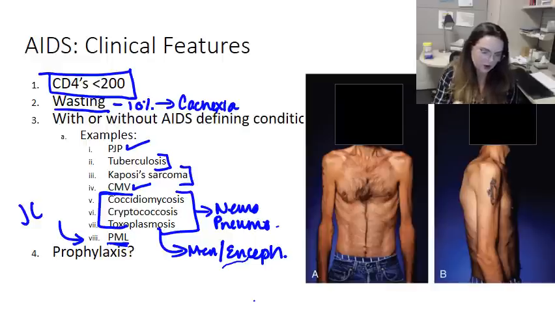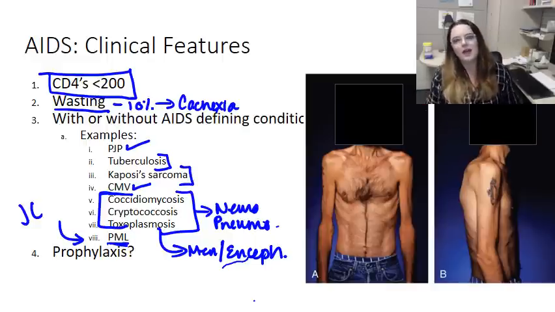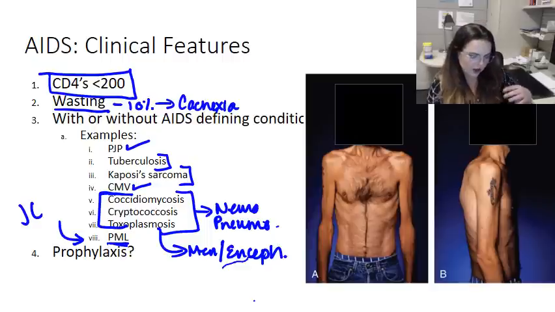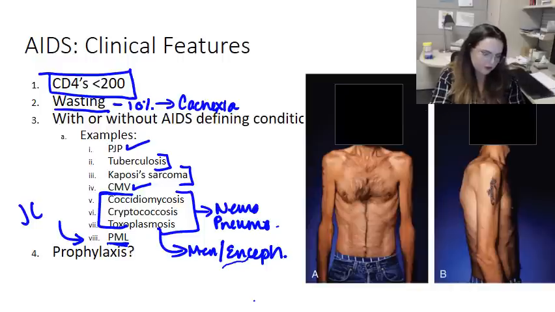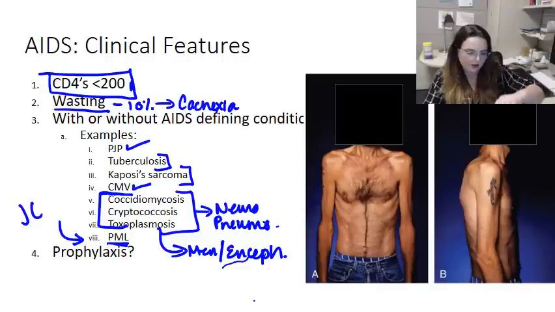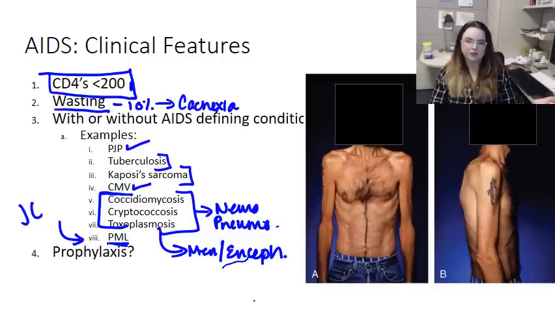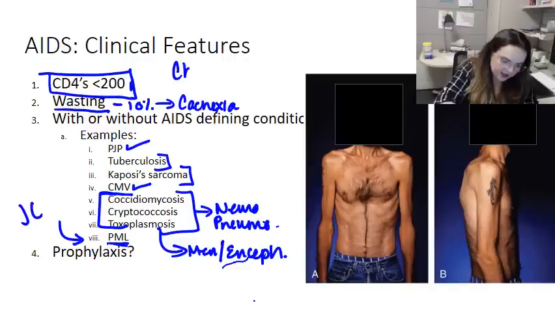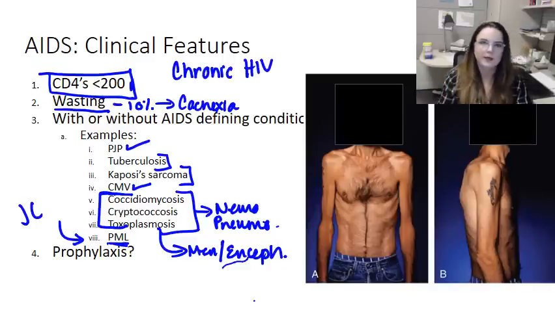And then Kaposi sarcoma is actually a cancer that develops as a result of a herpes virus infection, particularly in HIV-infected patients. So if you have a patient with a CD4 count less than 200 who has one of these AIDS-defining conditions, then they would receive the diagnosis of AIDS. However, if their CD4 positive T cell count comes back up above 200 and they clear the AIDS-defining condition, their diagnosis would be downgraded from AIDS to chronic HIV, which obviously would be good news.